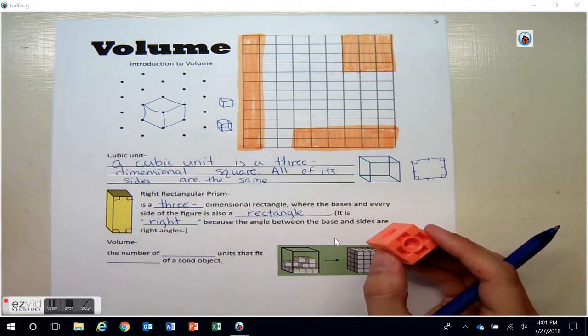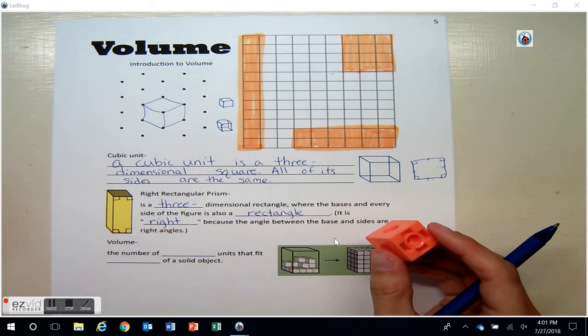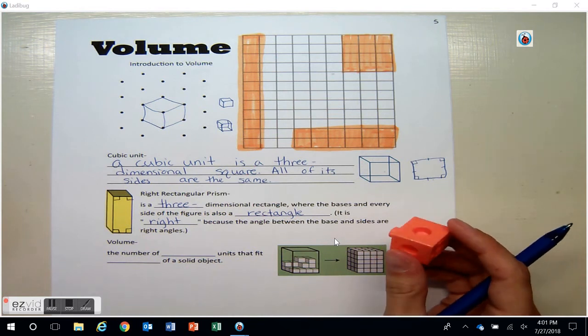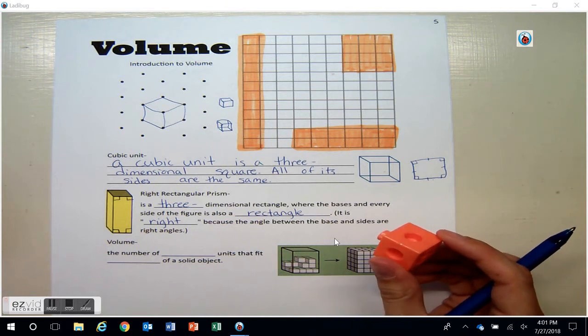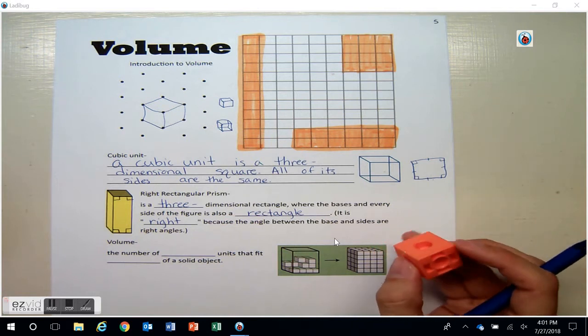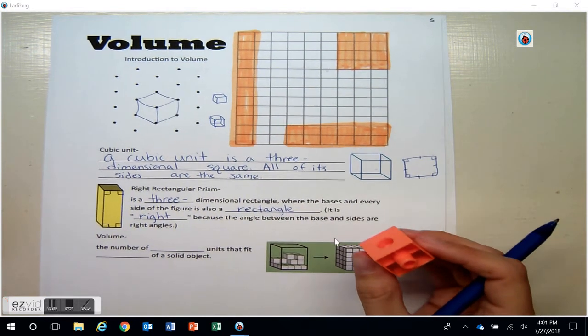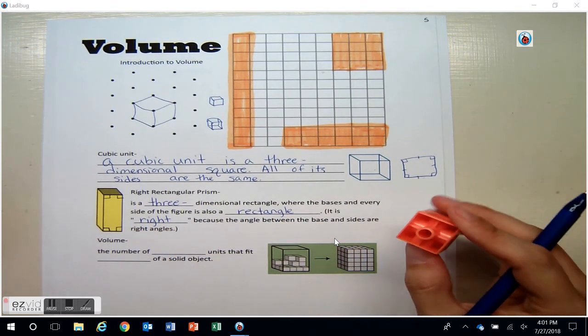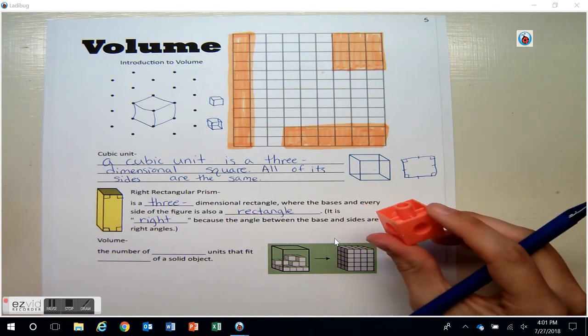Do you think that every right rectangular prism someone would make with these 24 cubes would be the same? No, they would not be the same. But what would be similar about these right rectangular prisms if all of you had the same rules? Create a right rectangular prism, and it must use 24 cubic units. Well, they would all be the same because they all have the same number of cubes.